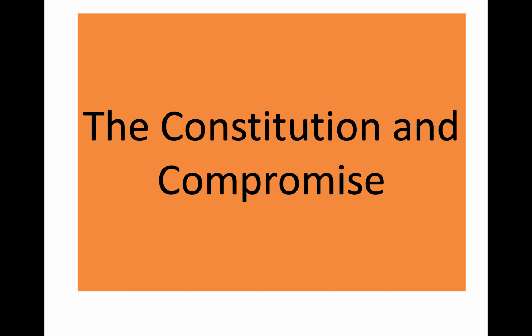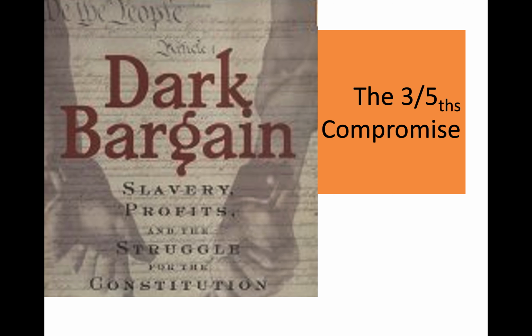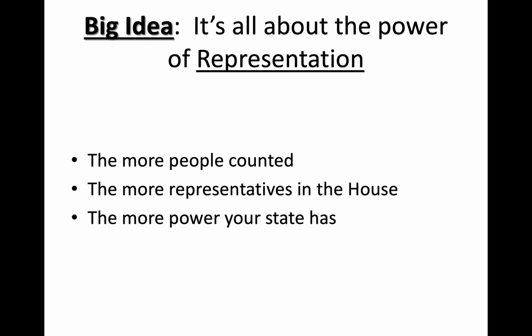All right, the Constitution and Compromise, otherwise known as the Dark Bargain. This is where you find slavery legalized in the Constitution. The big idea here, it's all about the power, baby. And where does power come from? Representation. The more representatives you have, the more power your state has. So the more people counted means the more representatives. So how can we get more people counted?